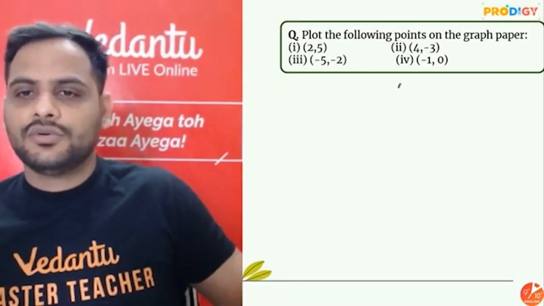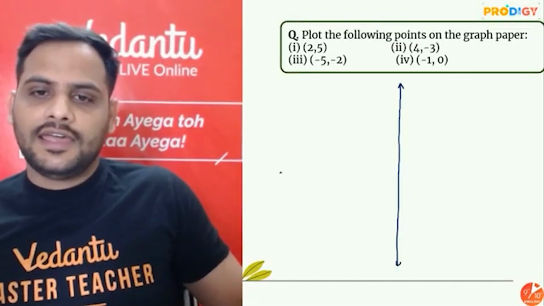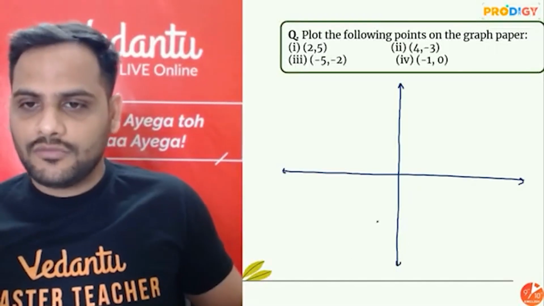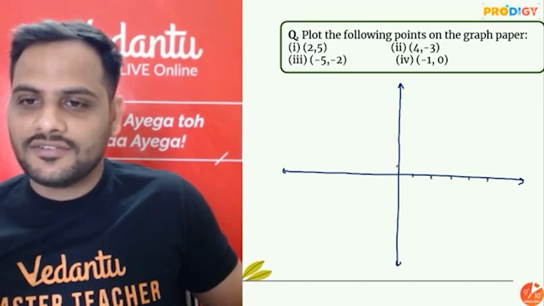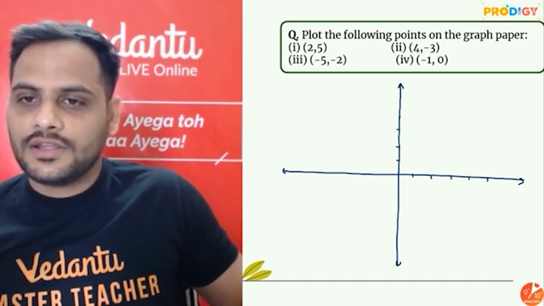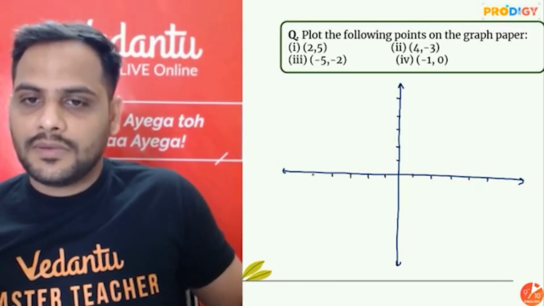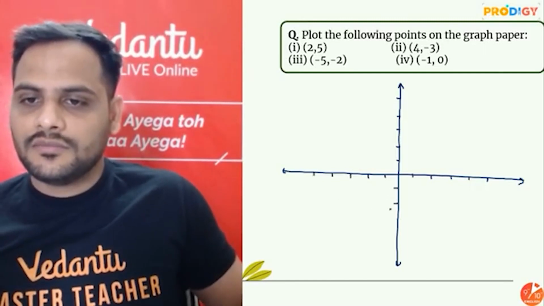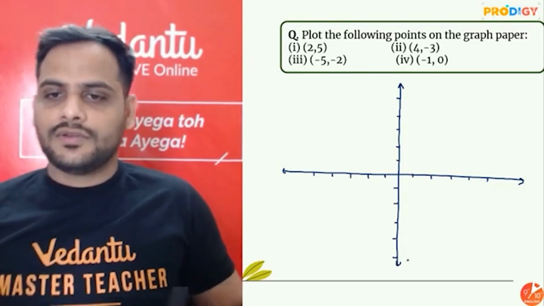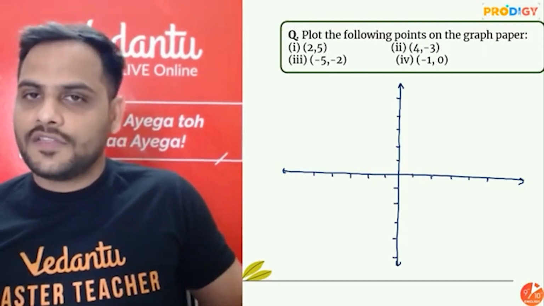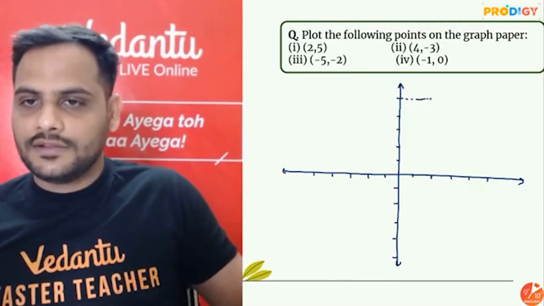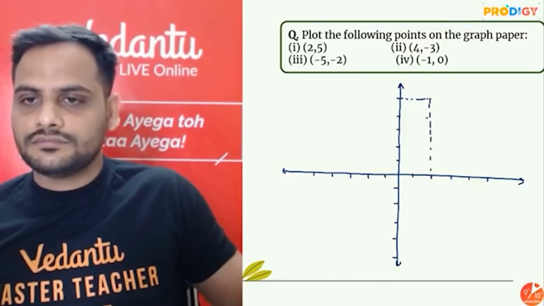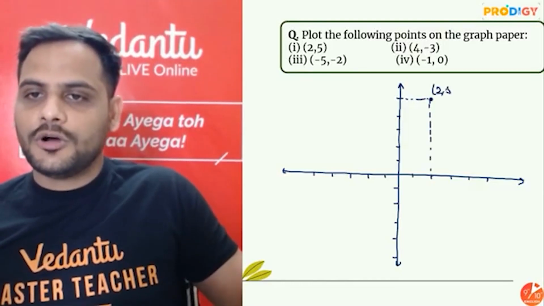Plot the following points on the graph paper. तो बेटा simple है. What we need to do? We need to just draw a graph, x-axis and y-axis. Nice lines I am drawing right now. All right. Okay, so I have 1, 2, 3, 4, 5. Here I have -1, -2, -3, -4, -5. First is 2, 5, x coordinate 2. So from x equal to 2, draw a line, y equal to 5, draw another line. So this will be 2, 5.